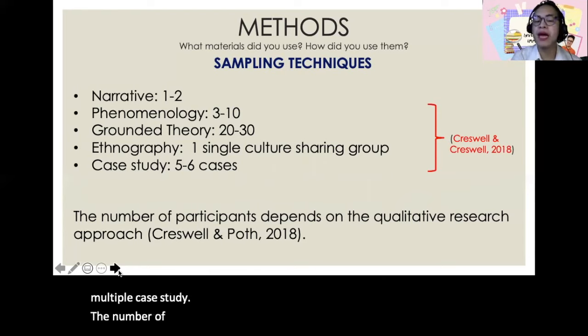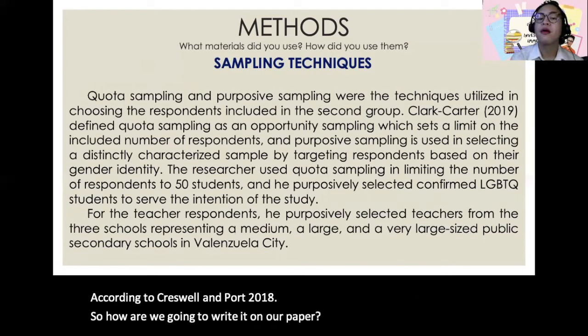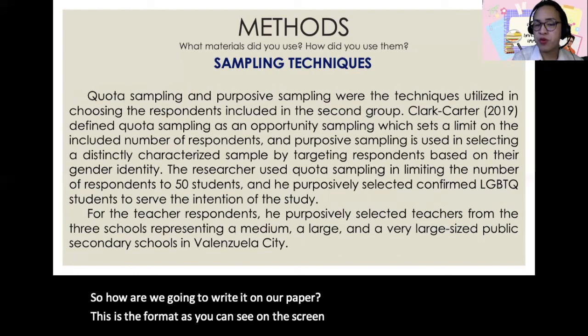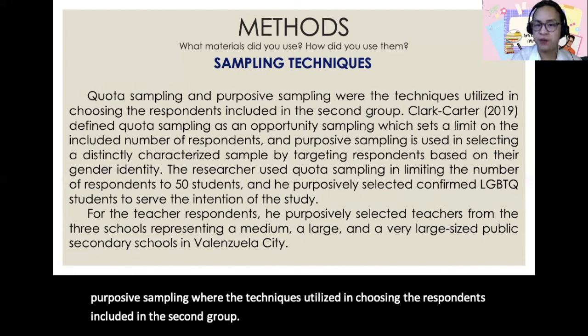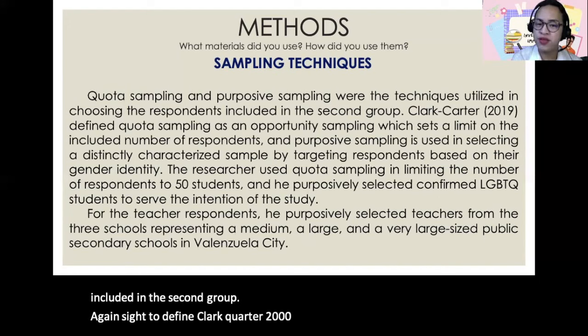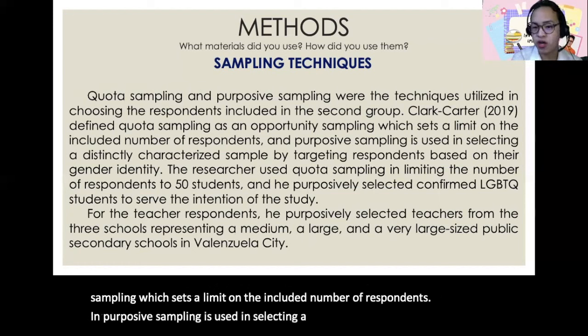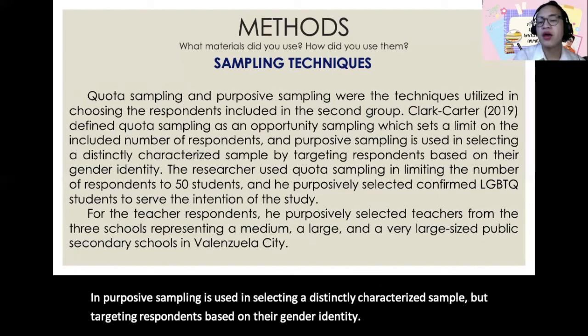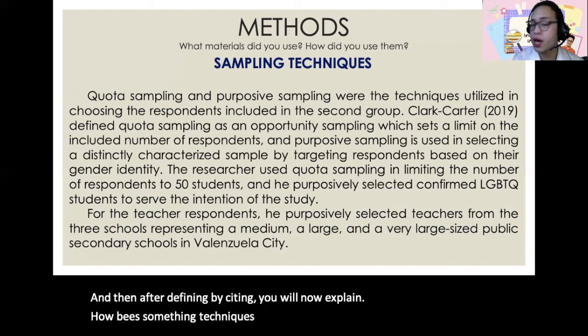The number of participants depends on the qualitative research approach, according to Creswell and Poth 2018. So how are we going to write it on our paper? This is the format as you can see on the screen. Quota sampling and purposive sampling were the techniques utilized in choosing the respondents included in the second group. Again, cite to define. Clark-Carter 2019 defined quota sampling as an opportunity sampling which sets a limit on the included number of respondents. And purposive sampling is used in selecting a distinctly characterized sample by targeting respondents based on their gender identity. And then after defining by citing, you will now explain how these sampling techniques were employed in your research.